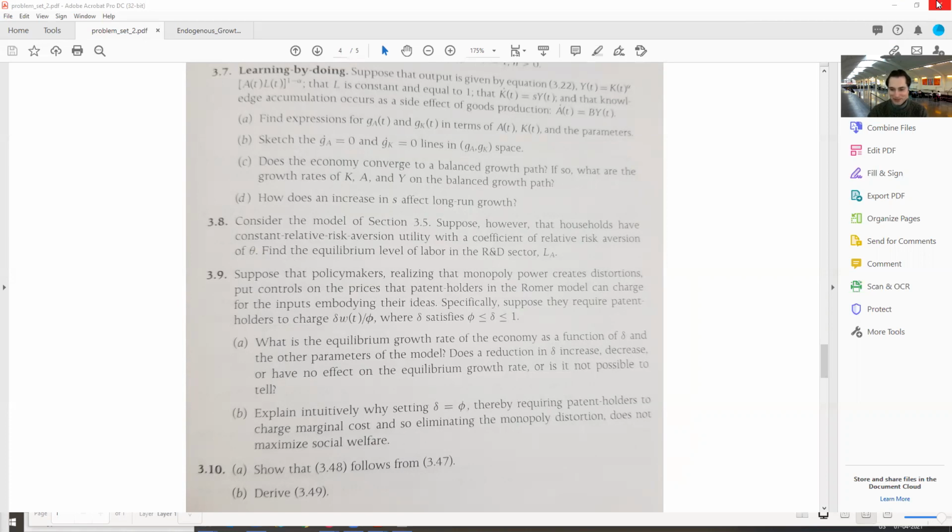I love explain intuitively questions. Why does setting delta equal to phi, note that if delta is equal to phi, that means that firms are charging marginal cost, right? In this model, labor turns into output. So if delta is equal to phi, then you're just charging the cost of paying your labor. So there are no more profits. Explain why that doesn't maximize social welfare. A lot of interesting stuff to talk about there.